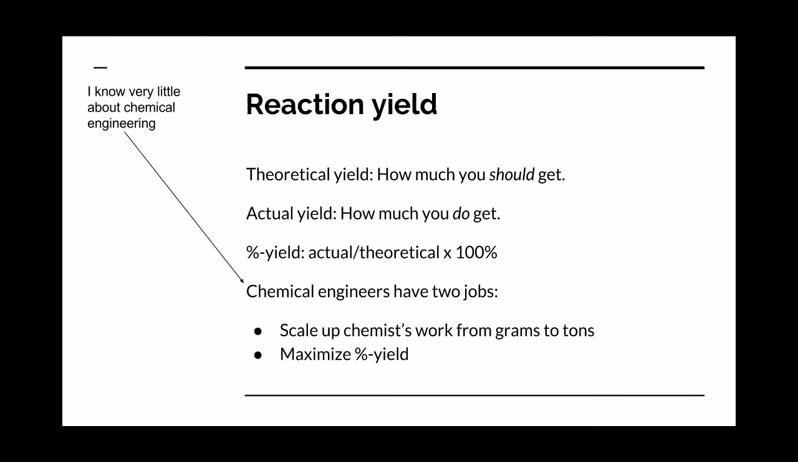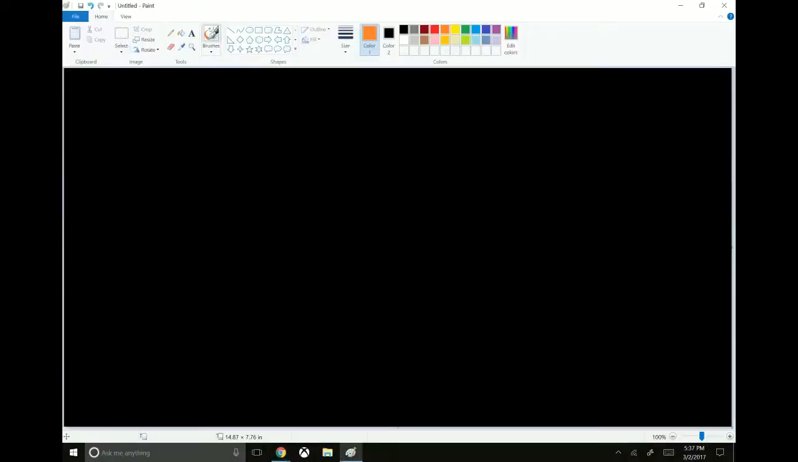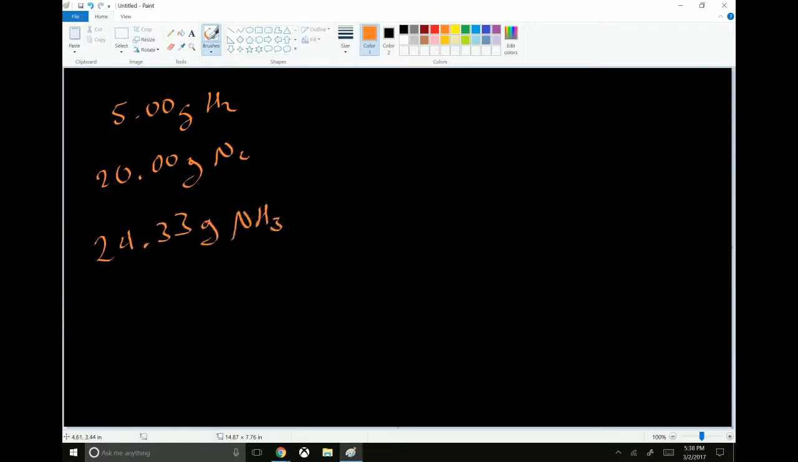Okay. So they can get a really, really cost-effective industrial strategy. Let's go back to our example here with nitrogen. As you'll recall, we had 5 grams of hydrogen and 20 grams of nitrogen, from which we get the theoretical yield of 24.33 grams of ammonia. Now that's what we calculated. That's what you can expect as the absolute maximum. Okay, that's the theoretical yield. And you cannot exceed that because you don't have enough nitrogen.